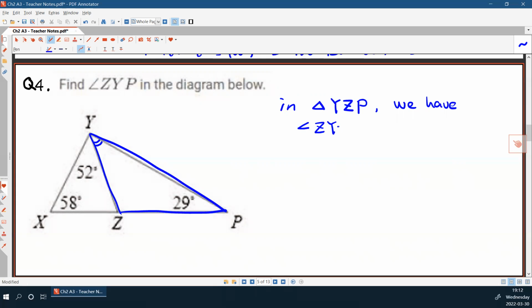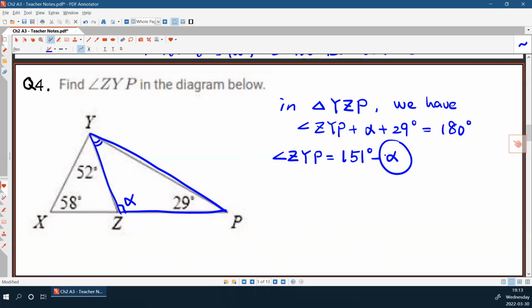angle ZYP plus, let's say this angle is alpha, plus alpha plus 29 degrees. The sum of the three interior angles should equal 180 degrees, right? Remember that our task is to find angle ZYP. So angle ZYP is 180 degrees minus 29 degrees, which is 151 degrees, then minus alpha, right? So as long as we can solve alpha, we know angle ZYP, right?